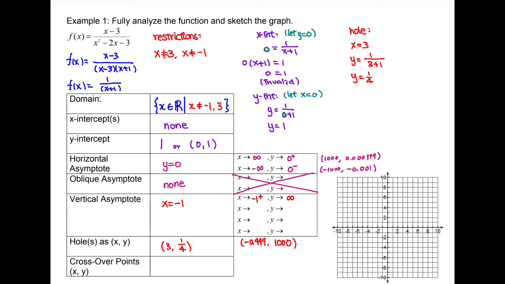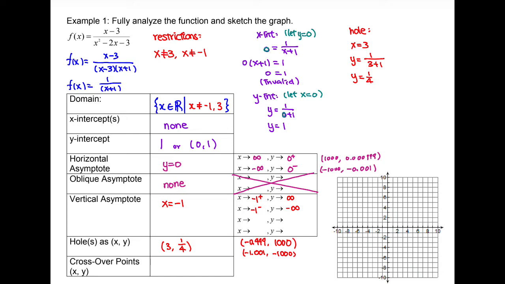When the function is approaching the vertical asymptote from the left, we say x is approaching negative 1 from the left. So this time, we let x be negative 1.001. Substituting into the function to find the y value, we get negative 1000, which means y is approaching negative infinity when the function is approaching the vertical asymptote from the left.